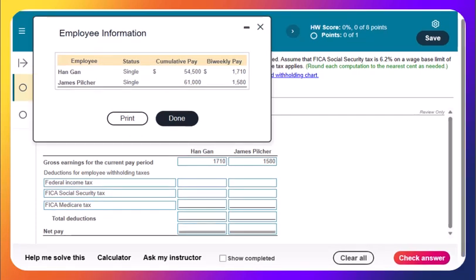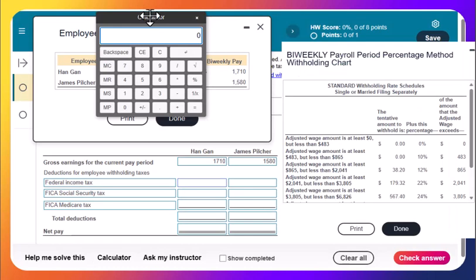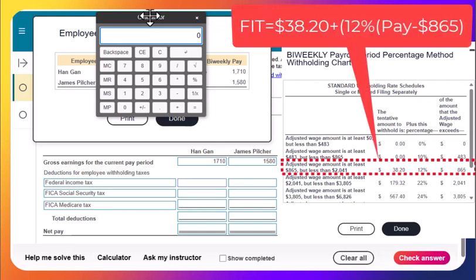So let's start with Han's federal income tax. We're going to go ahead and open up the withholding chart back here, and then our calculator down here. So Han makes $1,710 biweekly. So on this chart, his adjusted wage amount is at least $865, but less than $2,041. So then the tentative amount to withhold is $38.20, but then that's plus the percentage of 12% of the amount the adjusted wage exceeds $865. So what does that mean? That means anything over $865 out of the $1,710 will be at 12%.